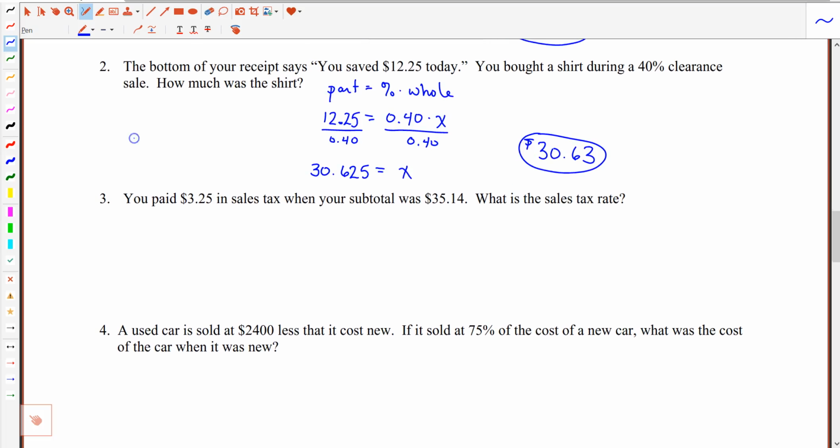You paid $3.25 in sales tax when your subtotal was $35.14. So what's the sales tax rate? So in the percent equation, the part is equal to the percent times the whole. The subtotal is going to be our whole, which is $35.14, and then the part I paid out with respect to that is $3.25. So 3.25 is my part. In this problem, the percent is unknown. The whole was $35.14. To solve for the variable, we'll divide both sides by 35.14.